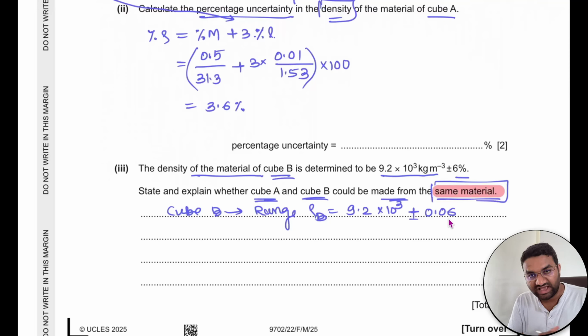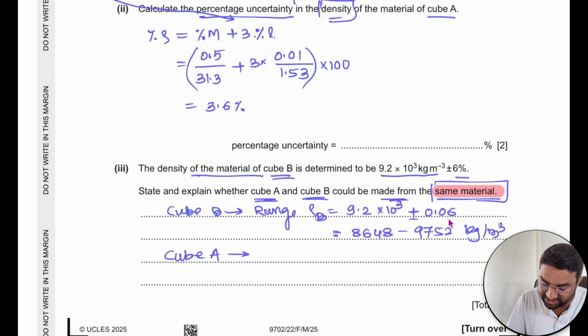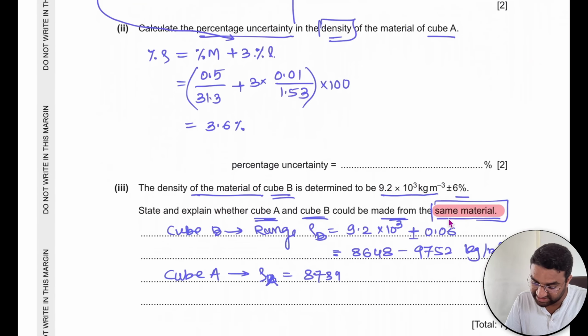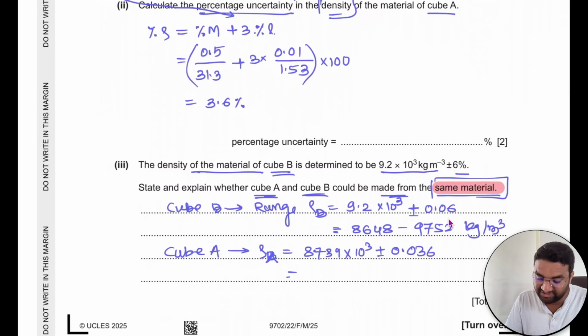If you do this calculation, subtracting this 0.06, it will be 8648.29 kg per meter cube. And for cube A we have already calculated the range, which is 8.739 times 10 to the power of 3 plus or minus 0.036, and if you do this calculation in your calculator, it's 8429.9 to 9056 kg per meter cube.